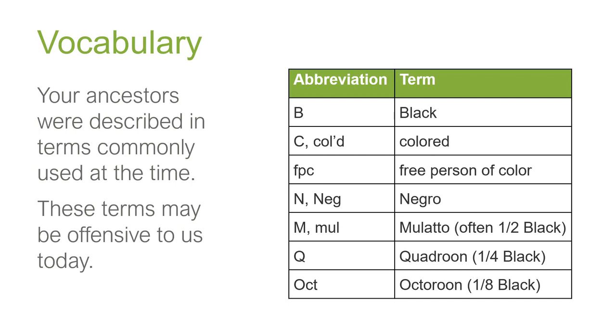M or MUL was an abbreviation for mulatto, someone who was one half black. Q or QUAD stood for quadroon, or someone who was 1/4 black. OCT was an abbreviation for octoroon, or someone who was 1/8 black.